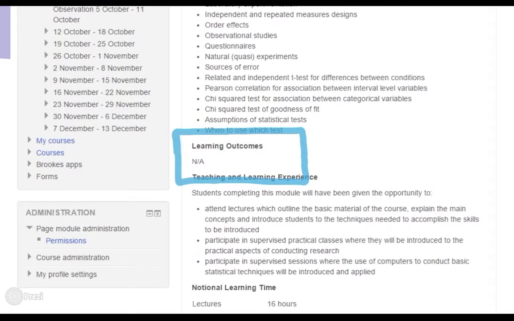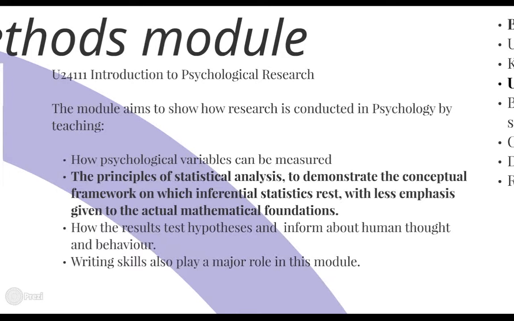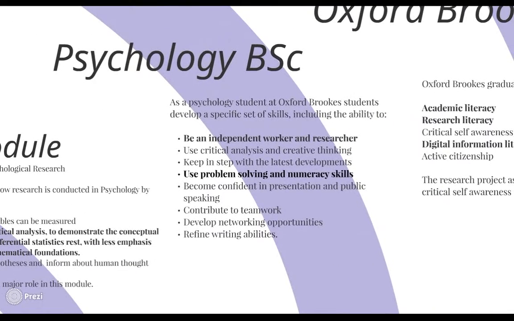The module learning outcomes are not currently explicit, so one improvement would be to define these. However, the module aims are explicitly expressed, and this task meets the aim to teach principles of statistical analysis with less emphasis on maths. The degree programme also has its own set of outcomes. This task contributes to students becoming independent researchers and using problem-solving and numeracy skills.